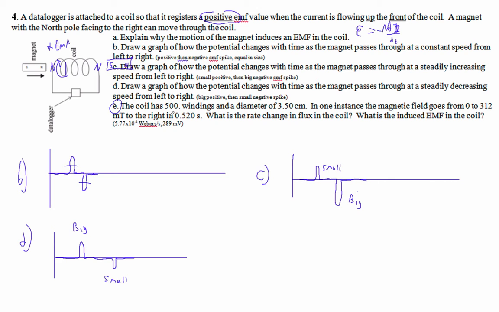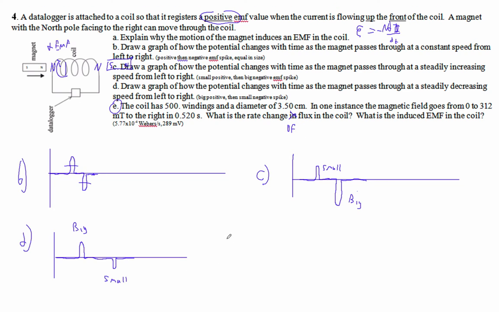Okay, so E says the coil has 500 windings and a diameter of 3.5 centimeters. In one instance, the magnetic field goes from 0 to 0.315 Teslas to the right in 0.52 seconds, and that's as that north pole magnet approaches, probably. What is the rate change in flux in the coil?